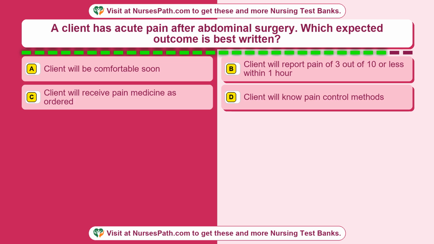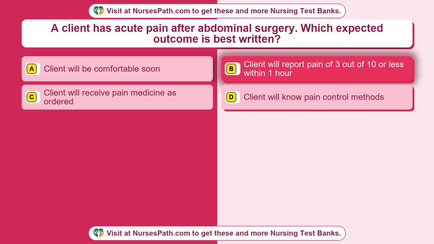Question 11. A client has acute pain after abdominal surgery. Which expected outcome is best written? Option A, client will be comfortable soon. Option B, client will report pain of 3 out of 10 or less within 1 hour. Option C, client will receive pain medicine as ordered. Option D, client will know pain control methods.